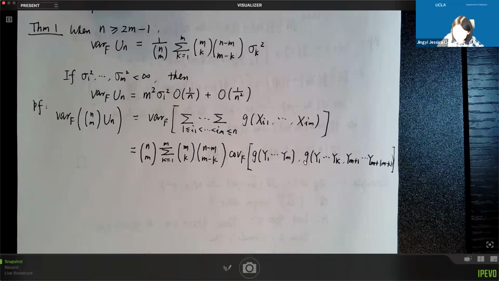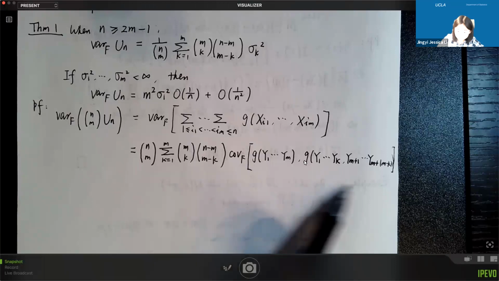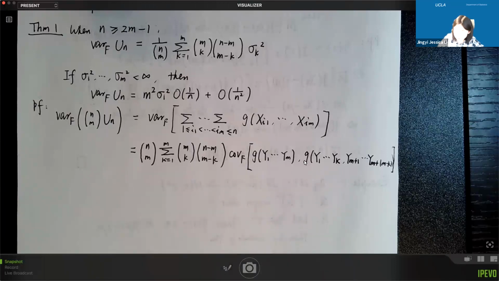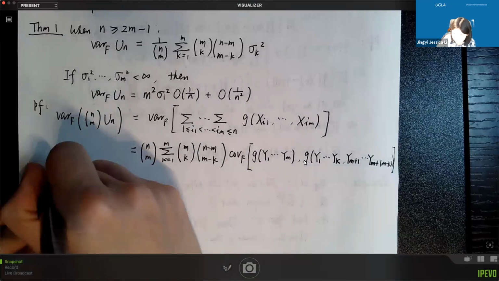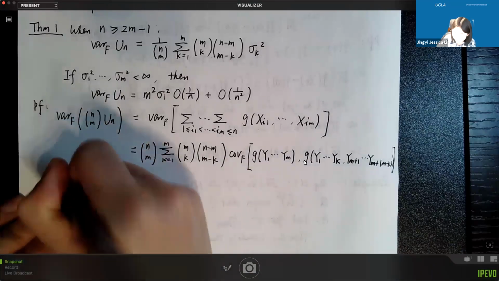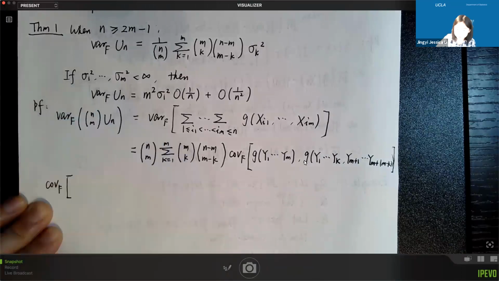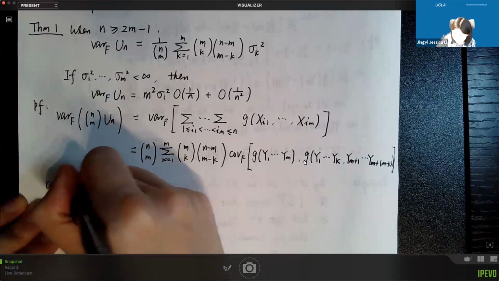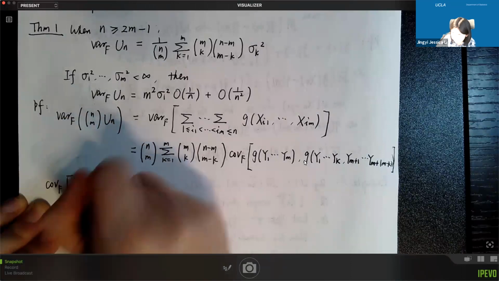And then it remains to show what this covariance is. Okay, to show this, let me just rewrite it. To show the covariance, maybe I can set it in a clearer way. For the first term, I have Y1.